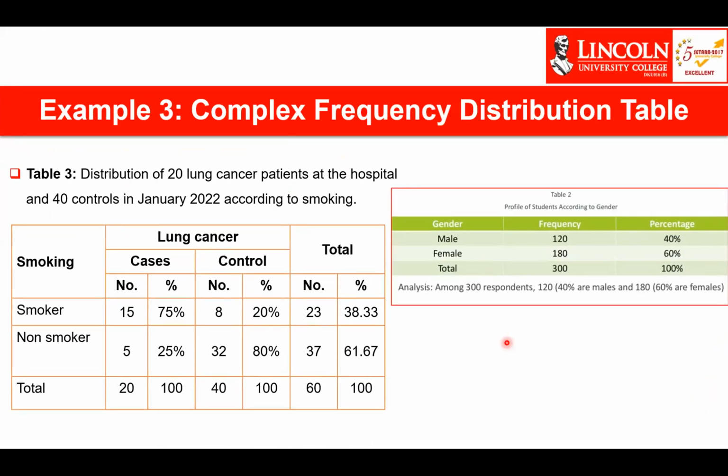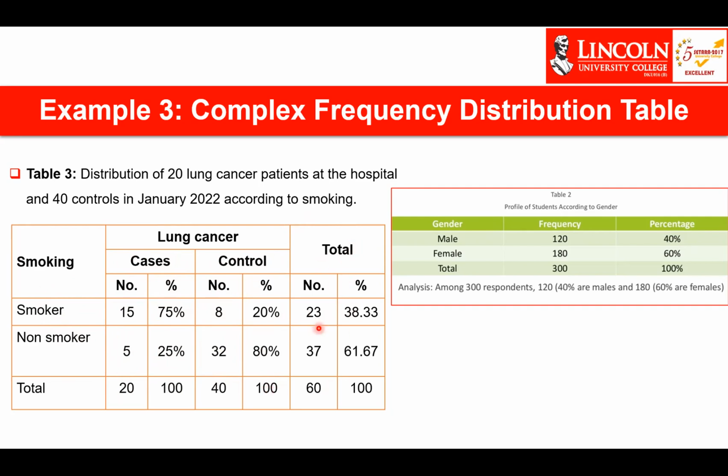You can also have a complex frequency distribution table, something like this: distribution of 20 cancer patients at the hospital and 40 controls in January 2022 according to smoking. You have smoking, under which you have cases and controls, and you have the total. Under cases, you have number and percentage. Under controls, you have number and percentage as well. For smokers, you have 15 under cases and 8 under controls. For non-smokers, you have 5 under cases and 32 under controls. Total 20, total 40. Sum this together, you get 100%, and sum this together, you get 100%.